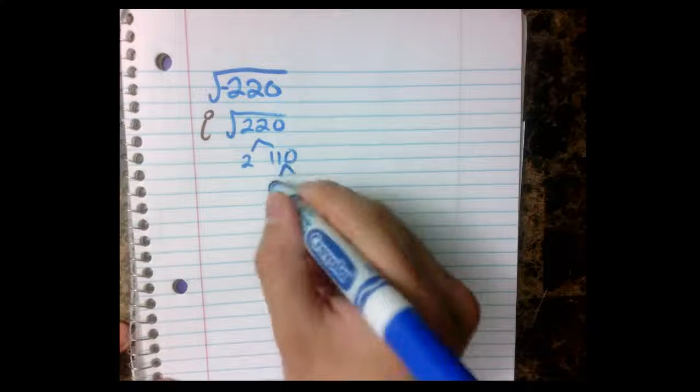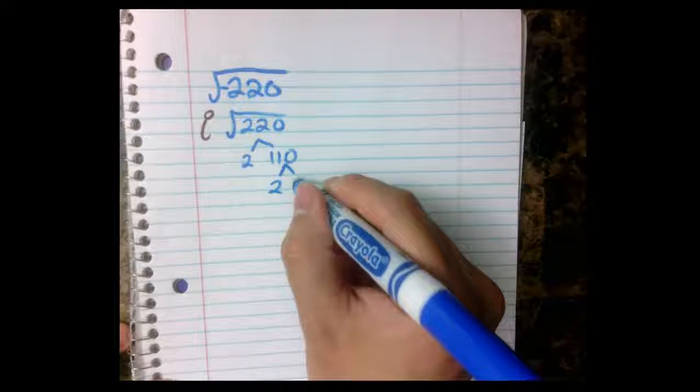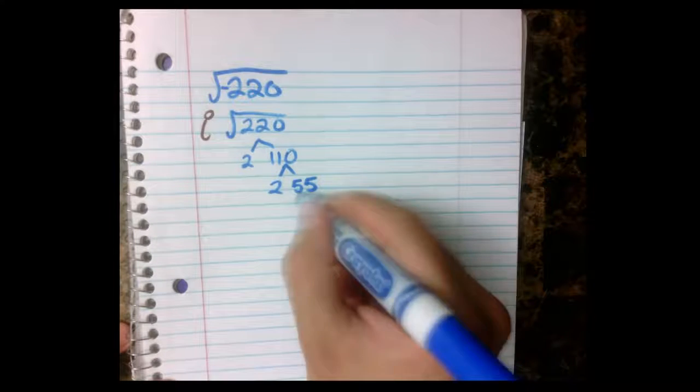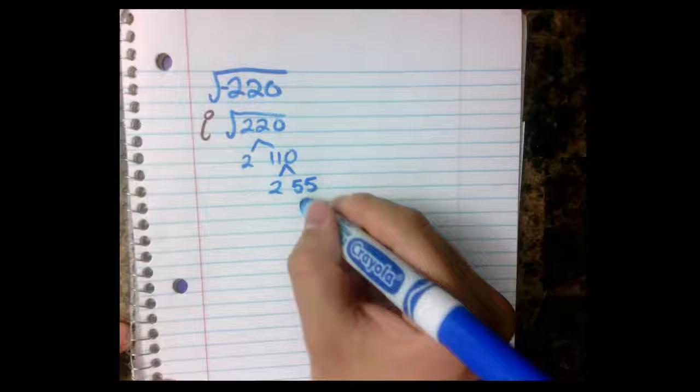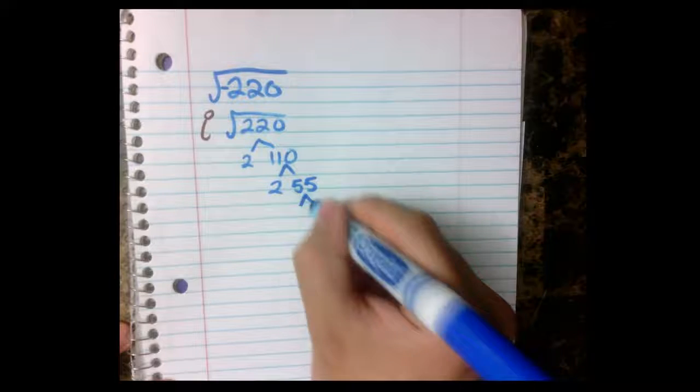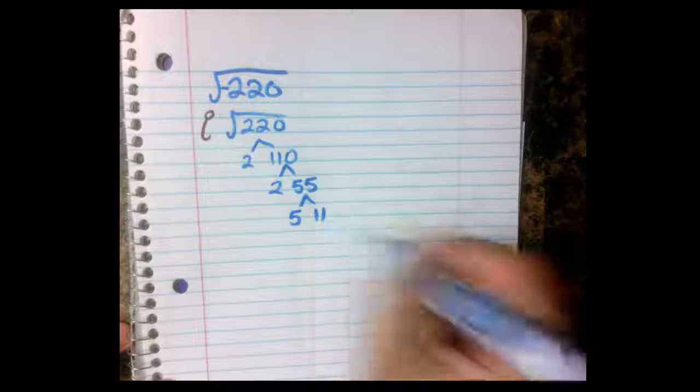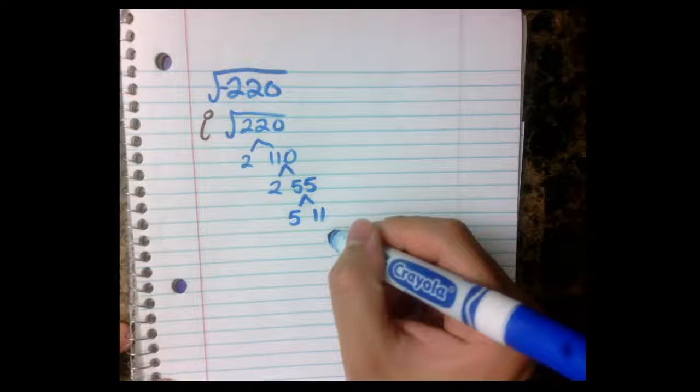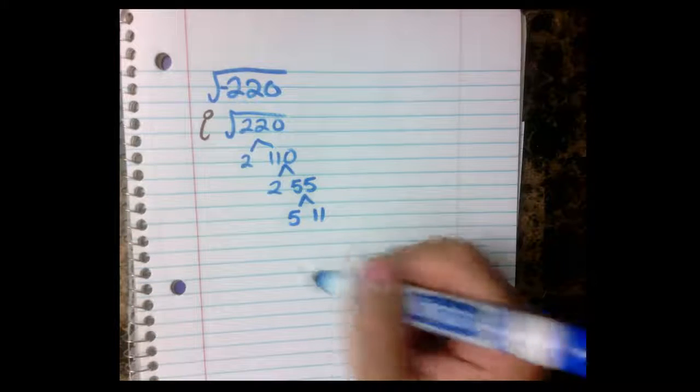So I'm just going to keep breaking it down into really small numbers. So 2 and 110, 2 and 55. And then from here, I can't break it down into 2 times anything anymore, but I know 55 is 5 times 11. And 11 doesn't break down into anything, it's just 11 and 1. 5 doesn't break down into anything, it's just 1 and 5.